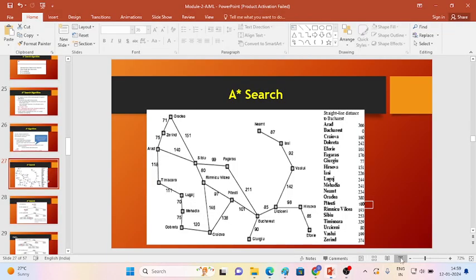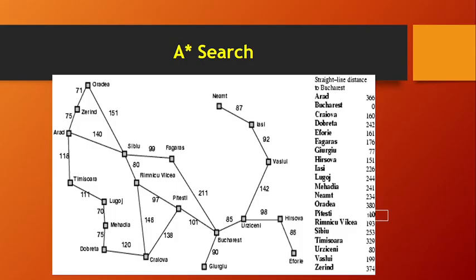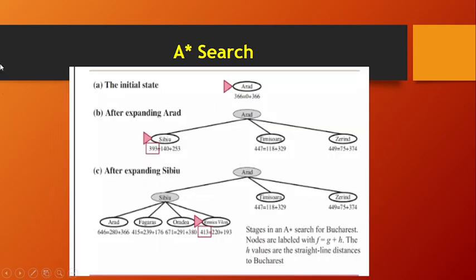Let us start the example of A star search algorithm. Consider this as an example. This is a country, Romania. We need to find the minimum shortest path between two cities, Arad and Bucharest. In between there are many cities, such as Sibiu, Rimnicu Vilcea and Pitesti, among others.